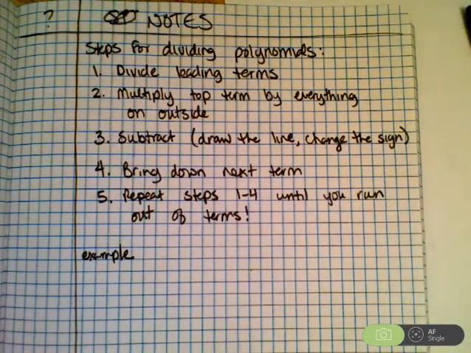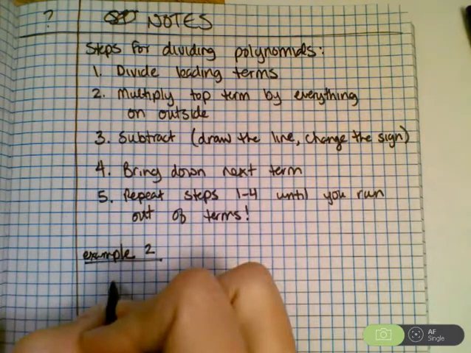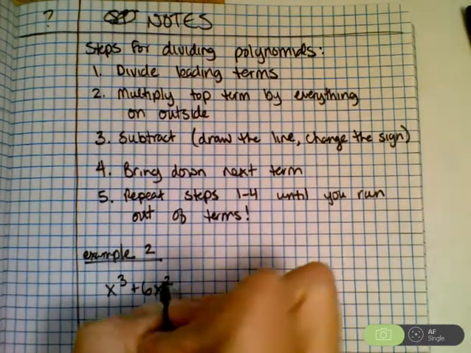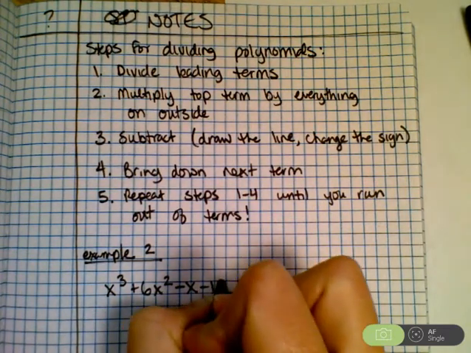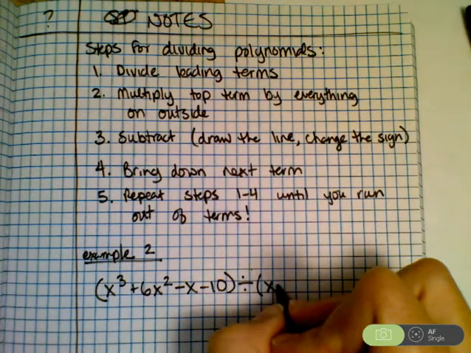Okay, so example 2. Which one do I want to do next? I will do this one next. So for example 2, we'll do x to the third plus 6x squared minus x minus 10 divided by x minus 2.